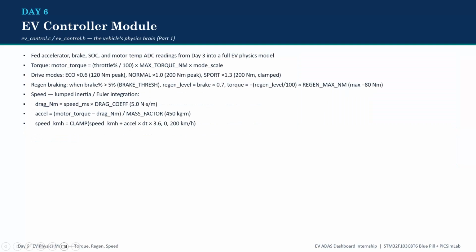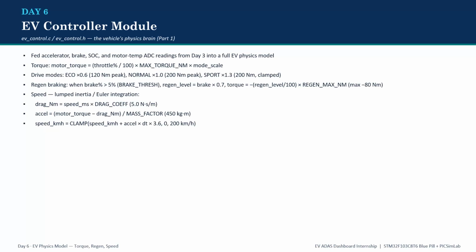Moving on to day 6. We used multiple different files to integrate different parts of the project. In that we have the ev_control.c and the ev_control.h. So this is the vehicle's physics brain, using these exact formulas given in the project's design document.